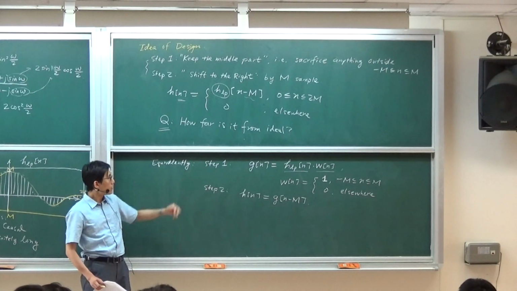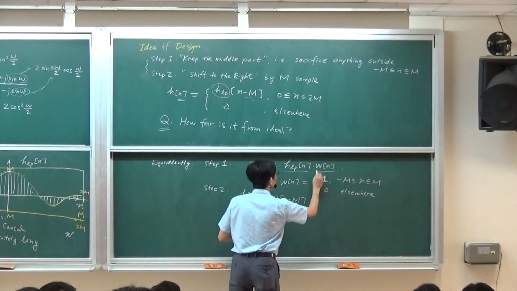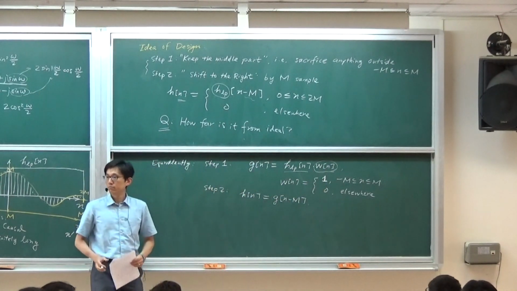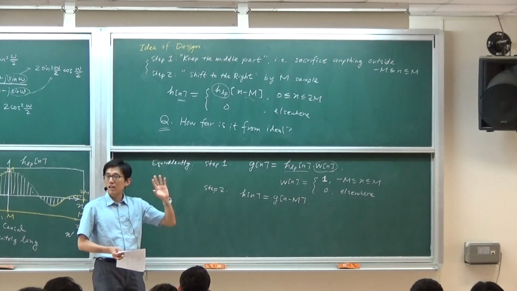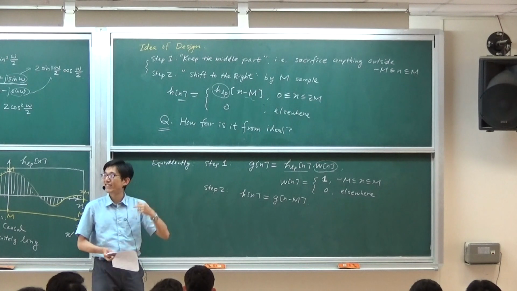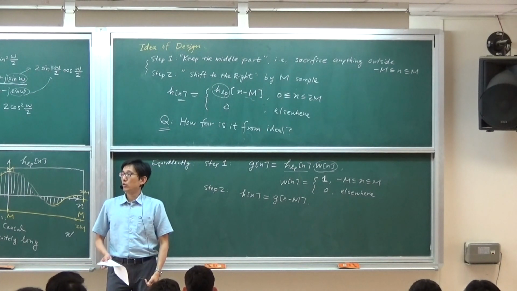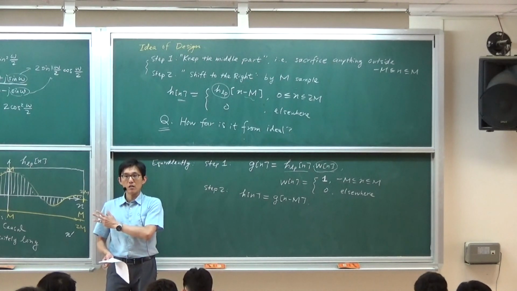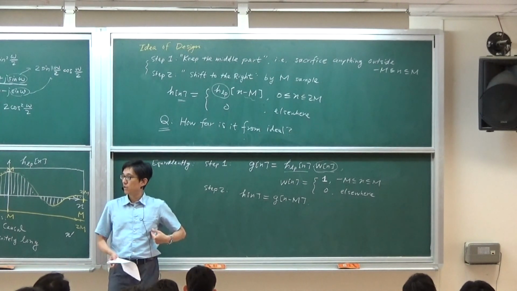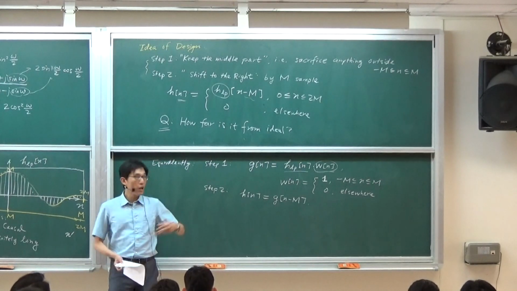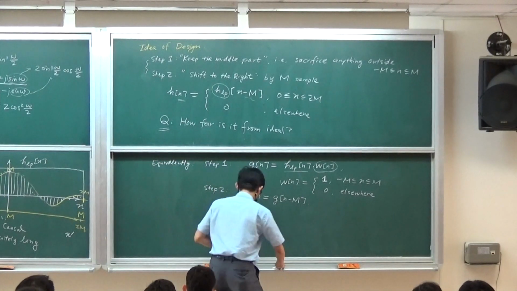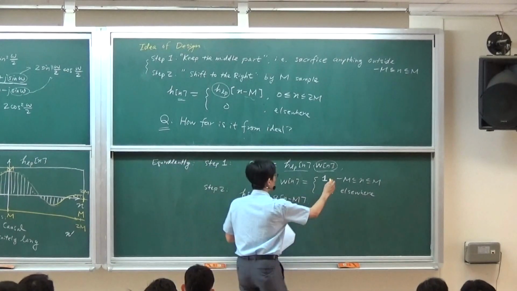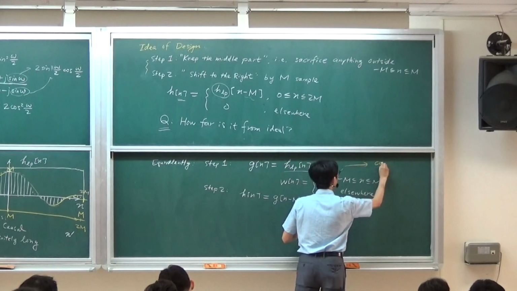Step 1 is essentially a multiplication in the time domain, right? Multiplying the ideal response with the window. We know that there is a convolution theorem: multiplication in the frequency domain is convolution in the time domain. But now we have a multiplication in the time domain. And briefly speaking, the result is convolution in the frequency domain.